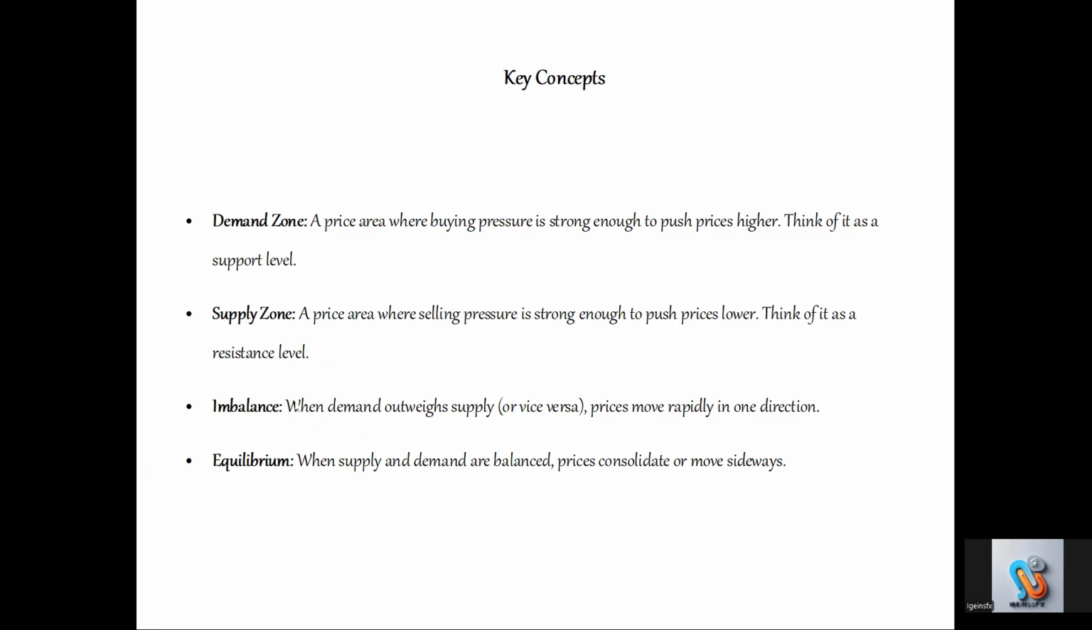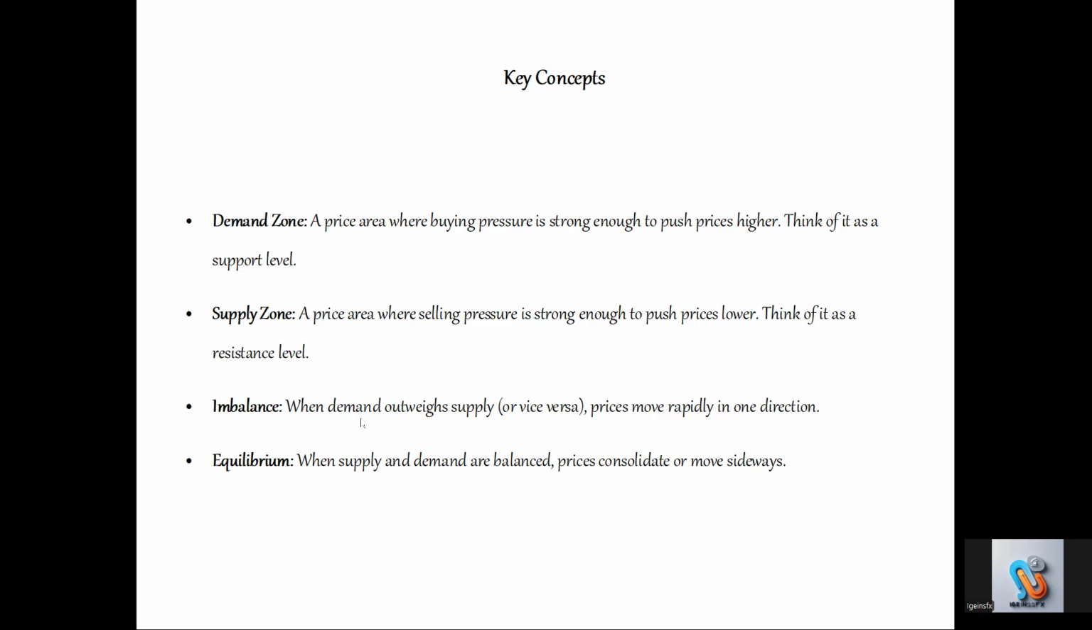Those are the activities that happen in the forex market. We have just two people, buyers and sellers. I'm telling you, there's nothing else there. I've already given you this. Anywhere you go is like this. So when we say imbalance, we are simply saying when demand outweighs supply or vice versa, price moves rapidly in one direction.